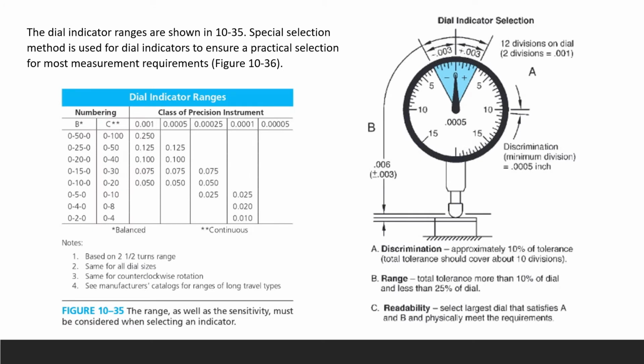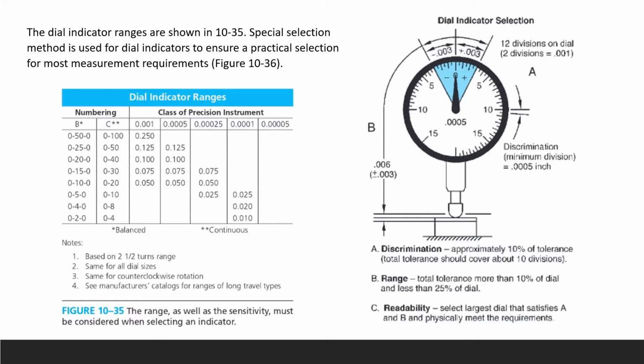So the dial indicator ranges are shown right here in the 1035 table. A special selection method is used for dial indicators to ensure a practical selection for most measurement requirements. So for dial indicator ranges, you have number, range, B and C right there. That's just showing you the range. So here C 0 to 100, and then cluster precision instrument, the same thing. This side is for your balance, and then CC is for your continuous dials.